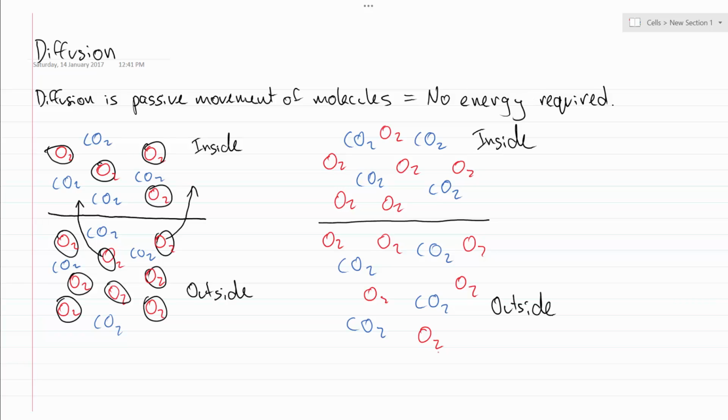Diffusion has taken place, and now we have an equal amount of oxygen and carbon dioxide on the inside and outside of the cell. So this cell will be relatively happy. So what we see in diffusion is molecules will move from an area of high concentration to an area of low concentration.